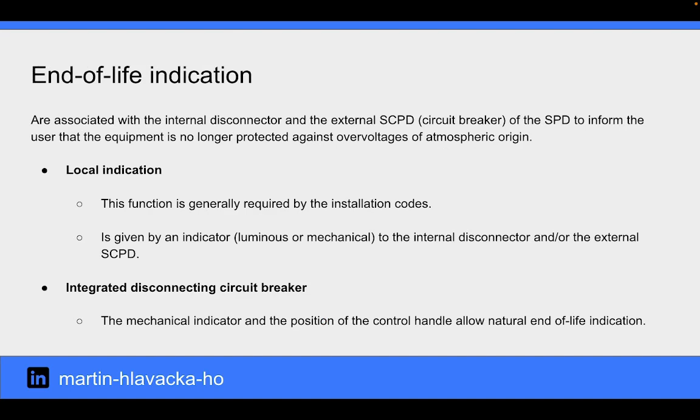The end-of-life indication is associated with the internal disconnector and the external short circuit protection device of the SPD to inform the user that the equipment is no longer protected against overvoltages of atmospheric origin. The indication can be local, which is generally a feature required by installation codes, or the indication can be mechanical by disconnecting the integrated circuit breaker, where the position of the control lever allows a natural indication of the end of its useful life.